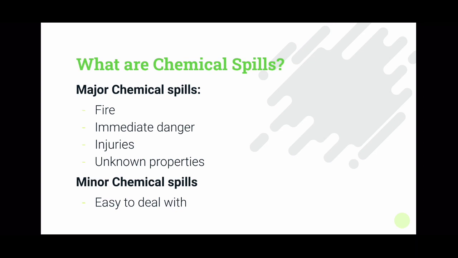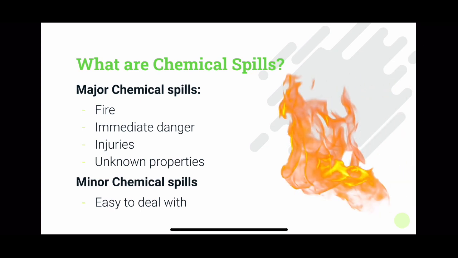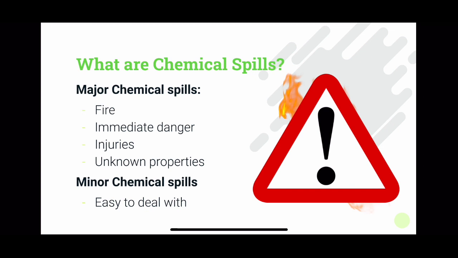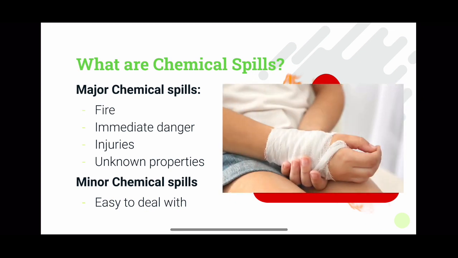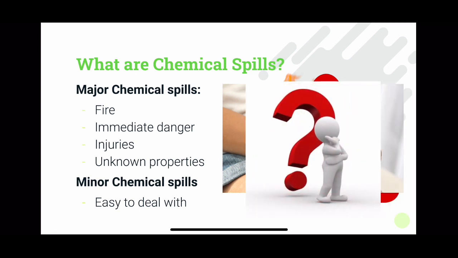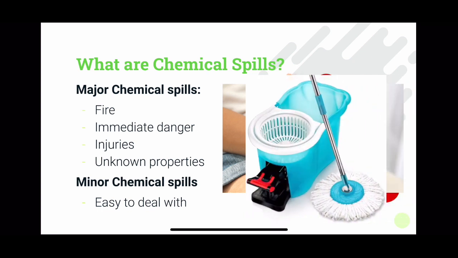There are two ways to class chemical spills: major chemical spills and minor chemical spills. Major chemical spills need to meet the following criteria. There is a fire or potential for a fire or an explosion. The spill poses immediate danger to life or health. There are injuries that require immediate medical attention. And finally, you do not know the properties or hazard of the spilled material. Minor spills are spills that do not meet the criteria of major spills and can be dealt with relatively easily.